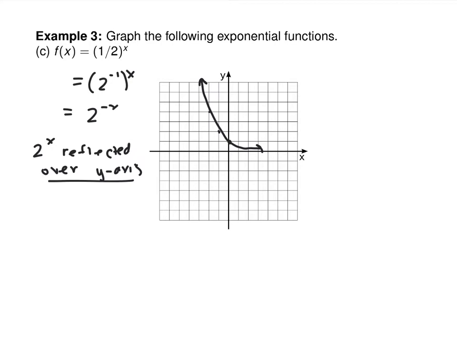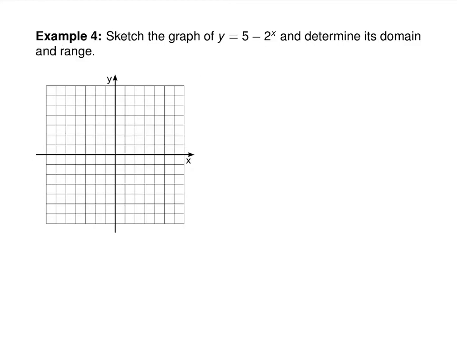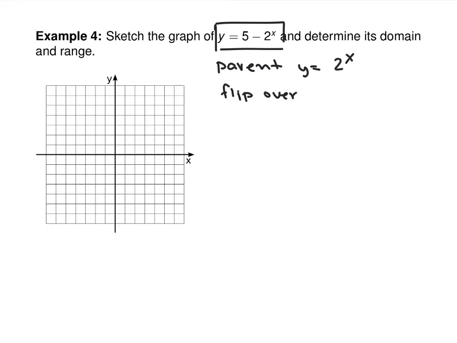Alrighty. Perfect. The nice thing about 2 to the x versus e to the x is 2 to the x goes through some nice points. E to the x only goes through one nice point. Okay. So how would you graph this function? What is your parent function? And then you flip it over which axis? And then move it up or down? Up 5.